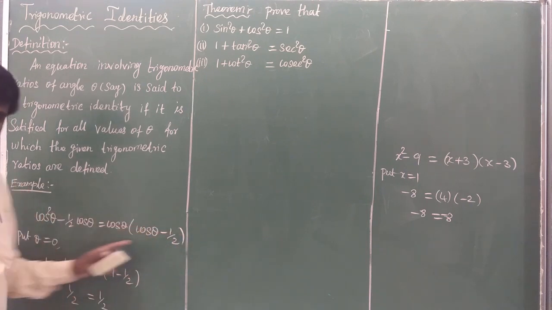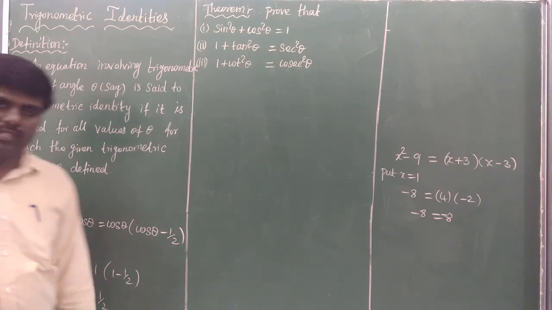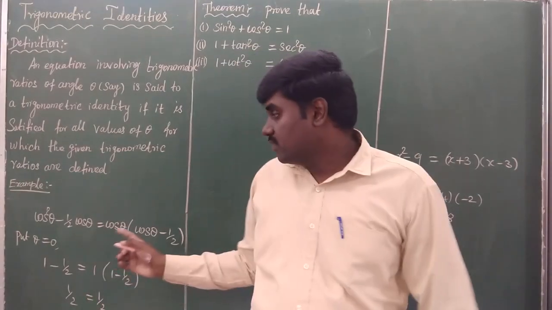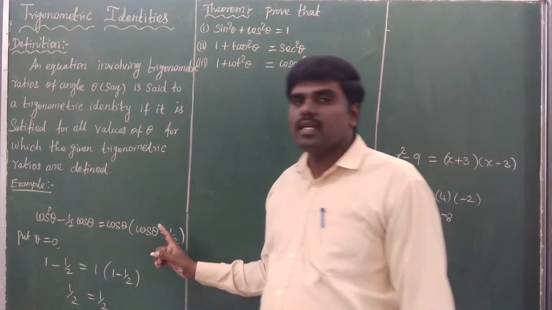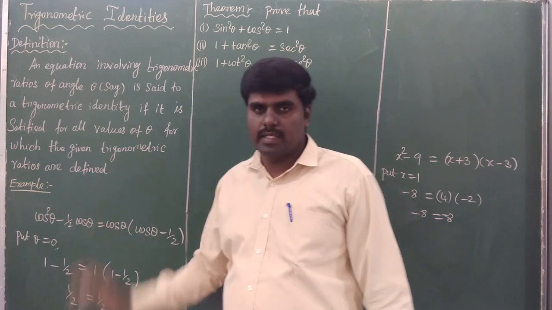Here, this trigonometry identity is satisfied for all values of theta. As an example, I put theta is equal to 0. Again, you can put many different values of theta, and we get that it satisfies the given trigonometry identity. Okay, so this is the definition of trigonometry identities.